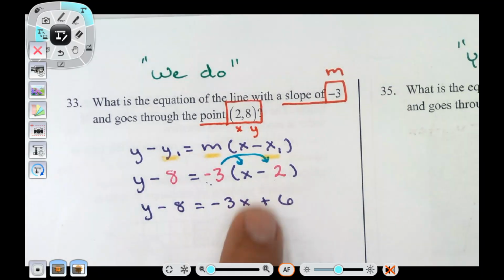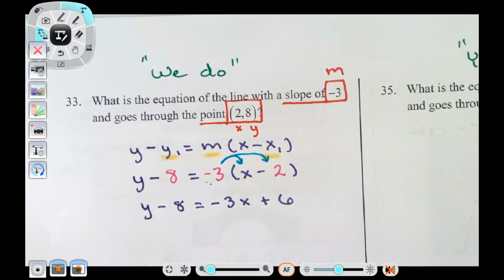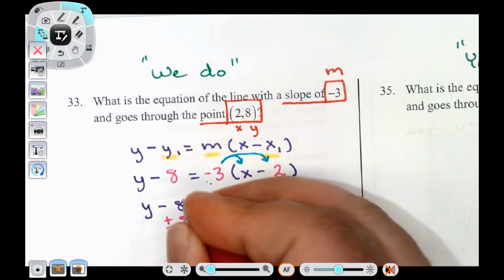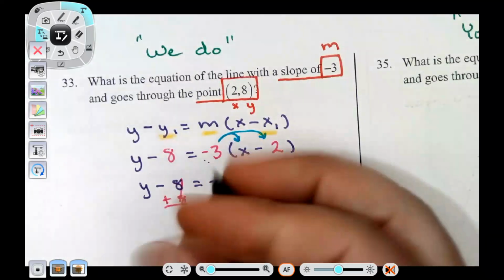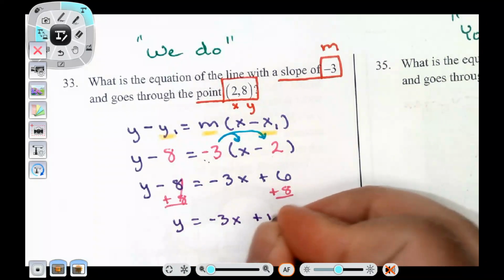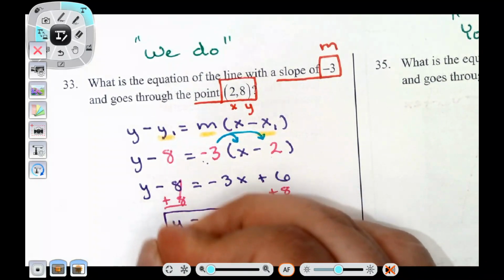Remember, we have one goal. Get y by itself. We don't care about this side. We want the y by itself. So then, add the 8. Add the 8 to the 6. And just like that, y is equal to -3x plus 14. There's my equation of a line.